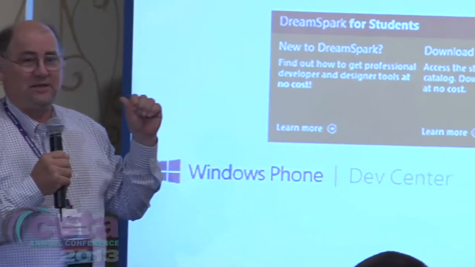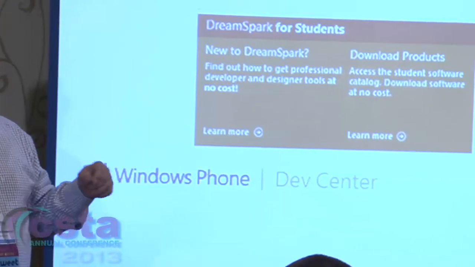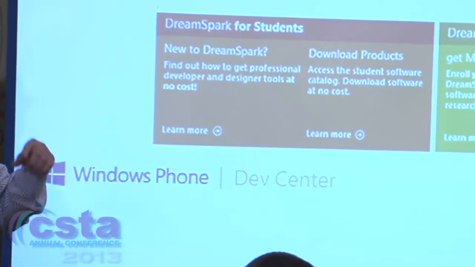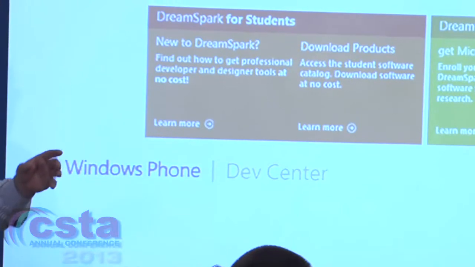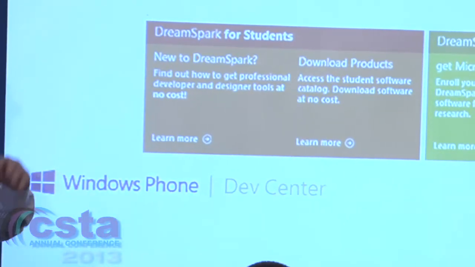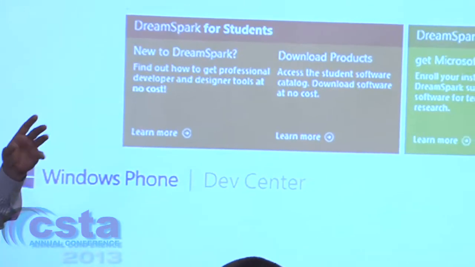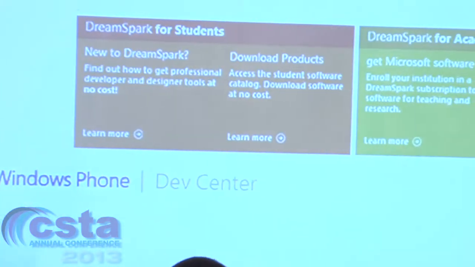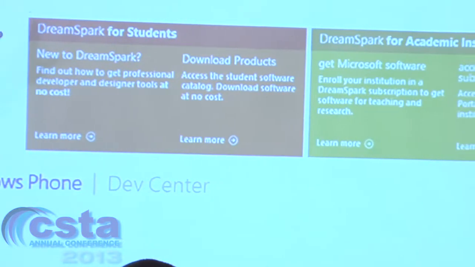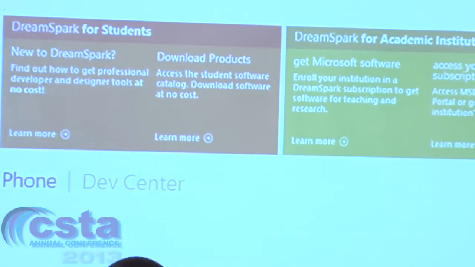A few references I want to make. DreamSpark.com, free software, so you can get all the development software for Windows Phone for free. The other nice thing is, students who are members of DreamSpark get free access to the Windows Phone marketplace. So they can create Windows phone apps, and theoretically you have to be 18, but parents can create accounts and whatnot. But DreamSpark.com is free software from Microsoft.